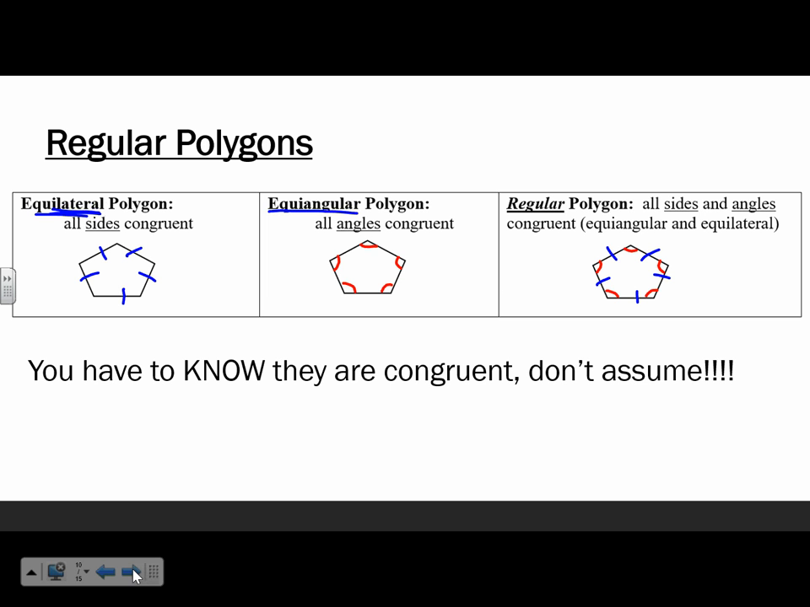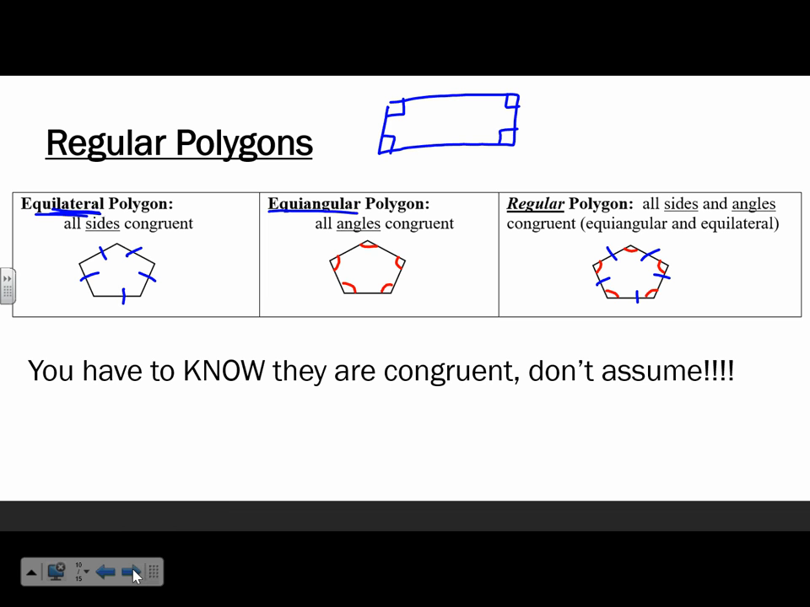However, what about a rectangle? If you look at a rectangle, we all know a rectangle has these 90-degree angles. So aren't those angles all congruent to each other? Yeah, so it's equiangular. But are the sides congruent? No. If the sides were all congruent, it wouldn't be a rectangle, it would be a square. So that's one of the examples. That one is equiangular, but not equilateral.